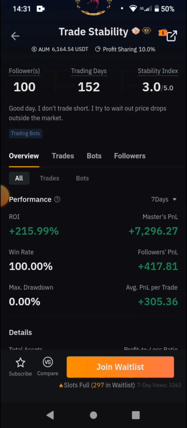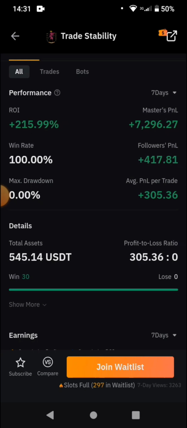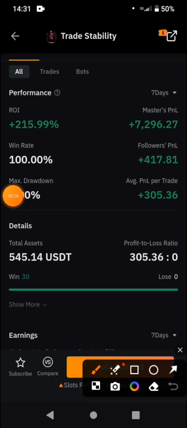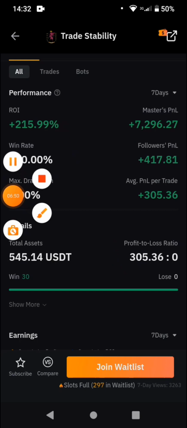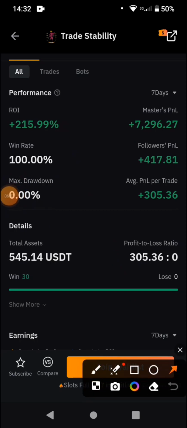If we scroll down, you are going to see the performance of this particular trader. So we are going step by step. This is the ROI, the return on investment, almost 216%. This is the P&L, the profit and loss. This trader has made plus 7,296, 0.27 percent. The win rate is 100%. These are some of the key things you want to focus on before you try to copy a trader. Try to look at the ROI and the win rate.